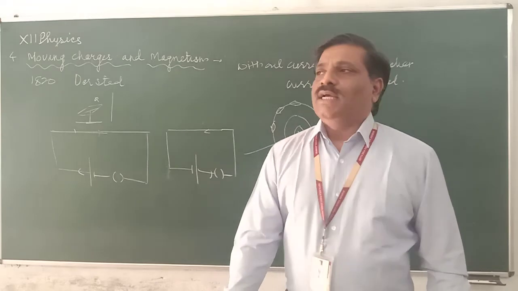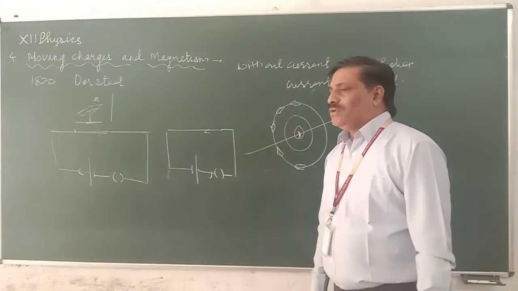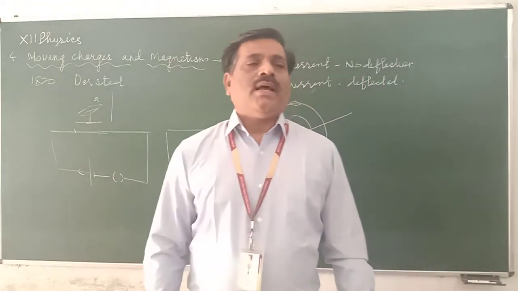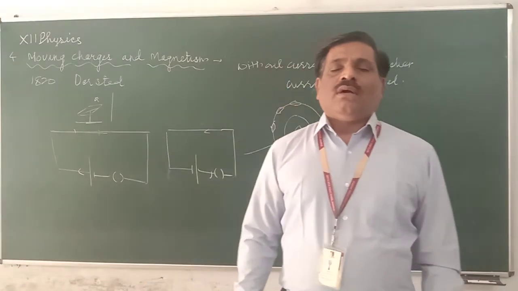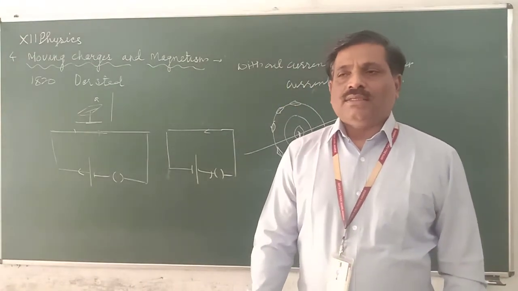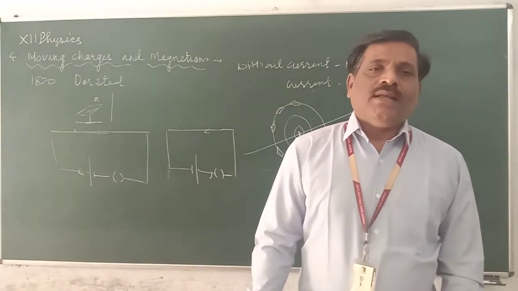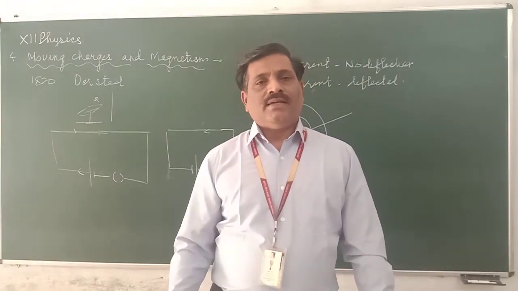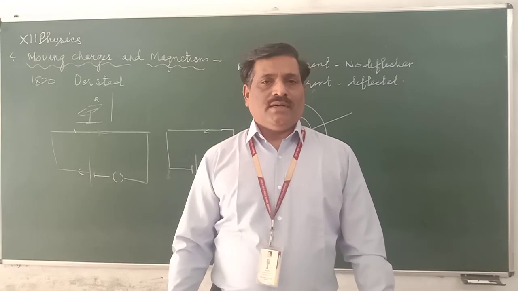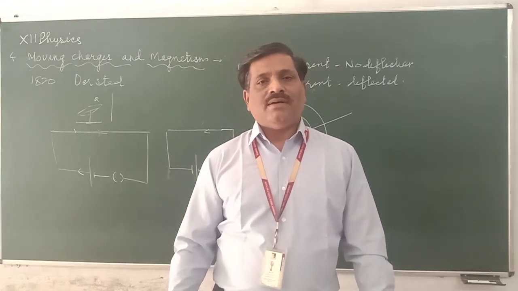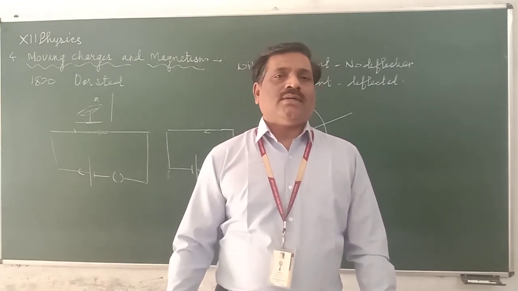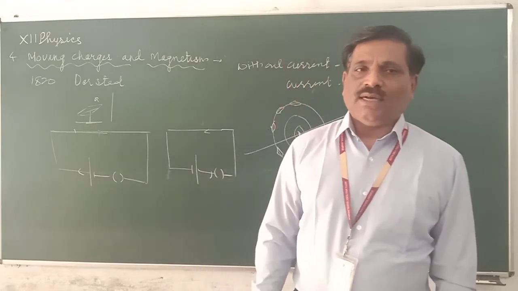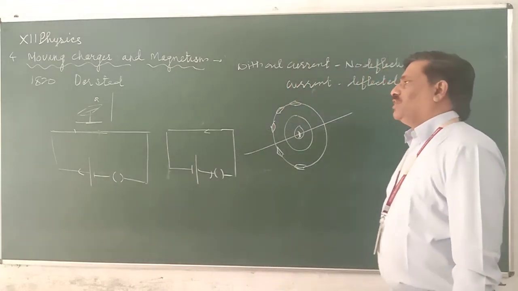Specifically, we are going to study these topics: Biot-Savart law, Ampere's circuital law, current carrying parallel conductors and forces between them, then the coil in the magnetic field and the galvanometer. Galvanometer as an ammeter and galvanometer as a voltmeter. These are the topics in this chapter.